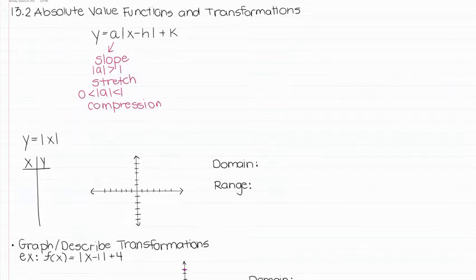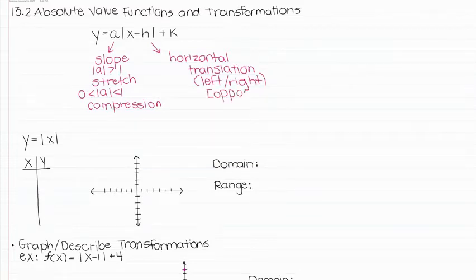We also have this letter H. H is representing the horizontal translation. And on Friday, a lot of you were discovering that it was always the opposite. For example, if it said something like x plus 3, that actually means it's moving 3 to the left. Or if it said something like x minus 5, it's actually moving the graph 5 to the right. So I'm going to just, in parentheses, say that it moves it left or right, and then clarify that it's actually the opposite of what you would think.